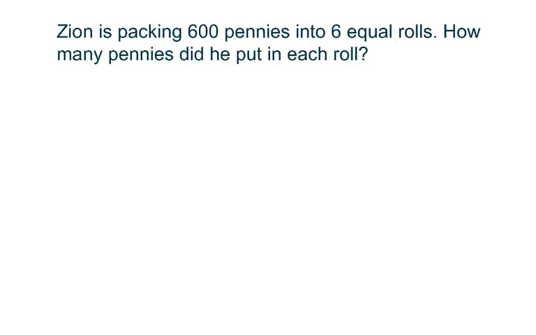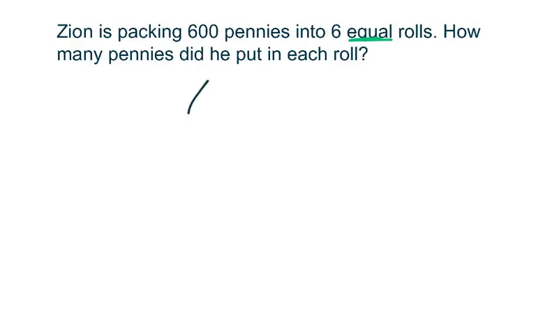Okay, 2 more problems for us tonight. Zion is packing 600 pennies into 6 equal rows. So he's taking those 600 pennies and separating them into 6 equal rows. This equal part is important. We don't want unequal rows. Division is all about equality. How many pennies did he put in each row? What would the equation we set up for this problem be? And then go ahead and solve it.